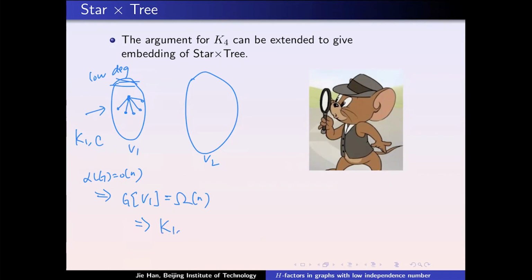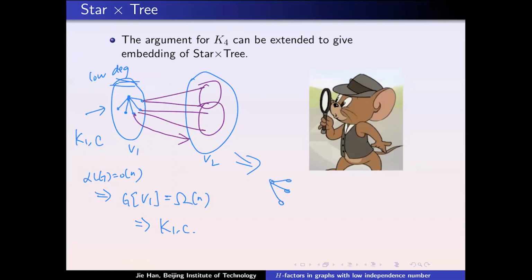And among the large stars, each of them, because you have deleted low degree vertices, has a large neighborhood to the other side. And then among that, it's easy to find the common intersections, not for all of them, but for a large number of them. Namely, after you get a star of certain size, where they have a large common intersection, you can find the other tree there, and that finishes star times tree.